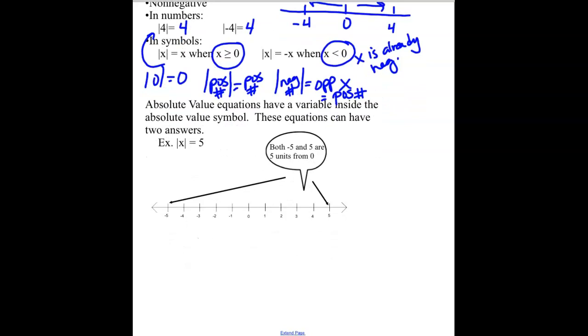So absolute value equations are ones where we have a variable inside the absolute value symbol. And just like we looked at in the examples previous, the absolute value equations can have two solutions. So this one is saying find the values for x that would have an absolute value of 5. That means they want to be 5 spaces from 0. So if we're at 0 here, we can go 5 spaces that way, or we can go 5 spaces that way. Our solutions will be negative 5 and positive 5. They are both 5 spaces from 0.